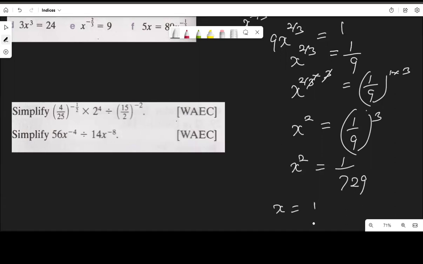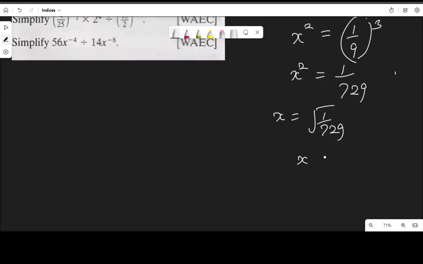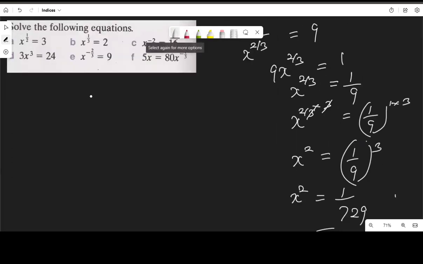s will be the square root of 1 over 729. Square root of 1 is 1. Square root of 729 is 27. Therefore, s is equal to 1 over 27. And for the last question, 5s equal to 80 s to the power of negative 1 over 3.